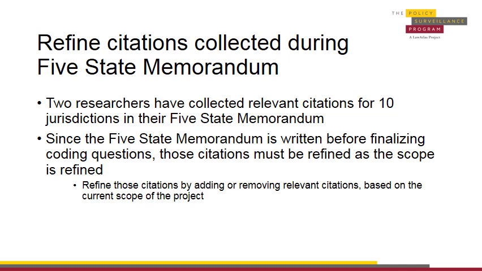This is necessary because sometimes your scope will change during question development. Note that if you only wrote one 5-state memorandum because of resource limitations, you will only have to perform this step for those 5 jurisdictions. In addition, if your resource is preventing you from writing a 5-state memorandum at all, you can start collecting law right away. Please note that you may have to adjust your search strategy and revisit your initial states if you did not write a 5-state memorandum.